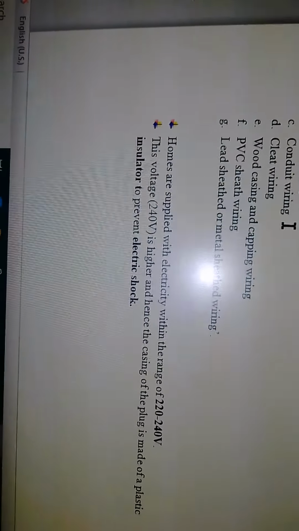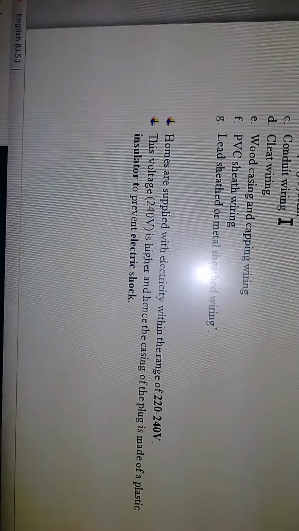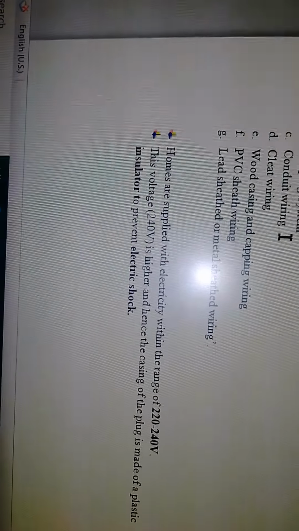Homes are supplied with electricity within the range of 220 to 230 volts. This voltage of 240 volts is higher, and hence the casing of the plug is made of a plastic insulator to prevent electric shock.